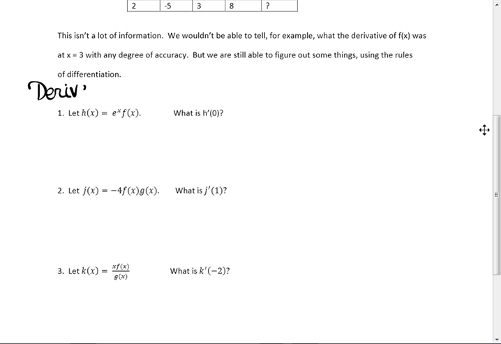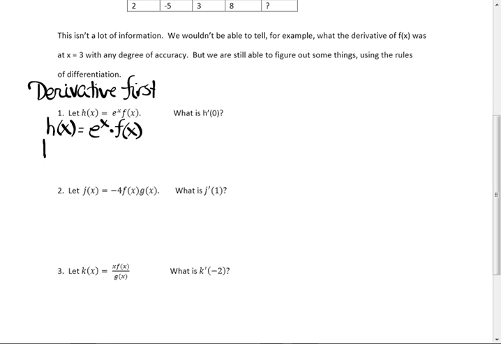So how do you find the derivative of that? h of x is equal to e to the x, what's the operation, right here, times f of x. So what rule? Product rule. If you did the practice with the product rule, you should see it.